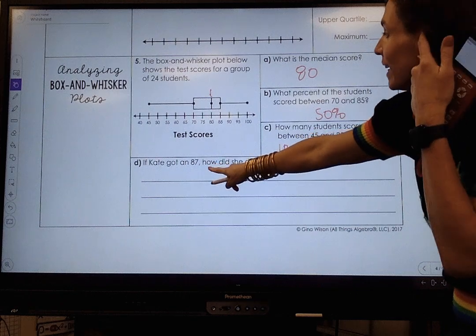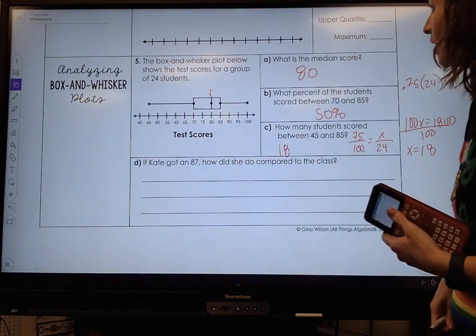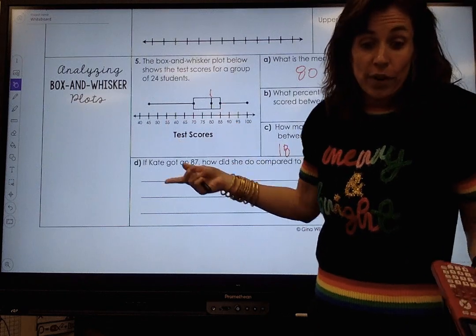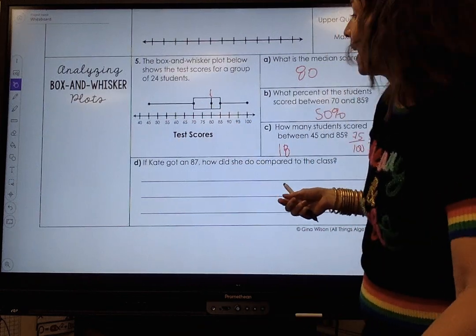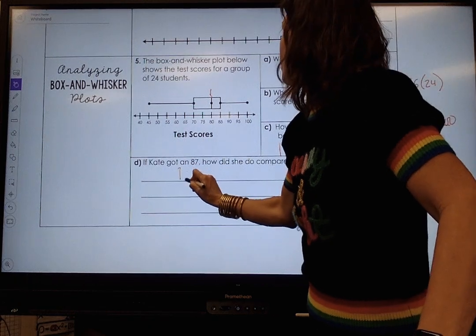Okay, so if Kate got an 87, how did she do compared to the class? She did great. She scored in the upper quartile. So Kate would place, she did well.